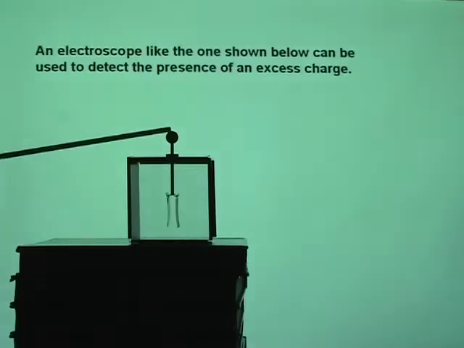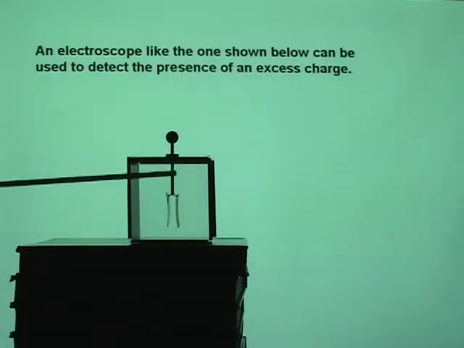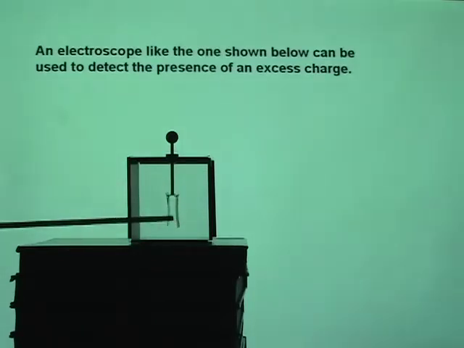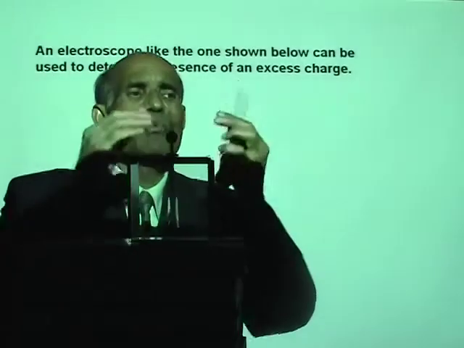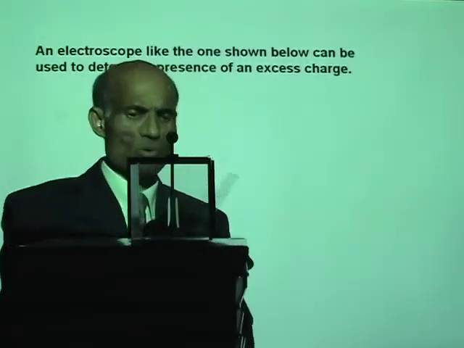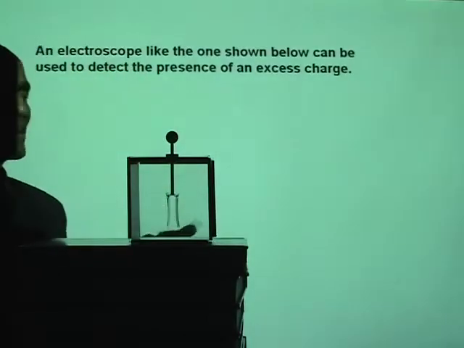Now, if I can place some excess charge here, that excess charge will move down, and both the leaves will get the same type of charge. That will make them move away. You think it will be possible? Well, I'll try. I can't guarantee.